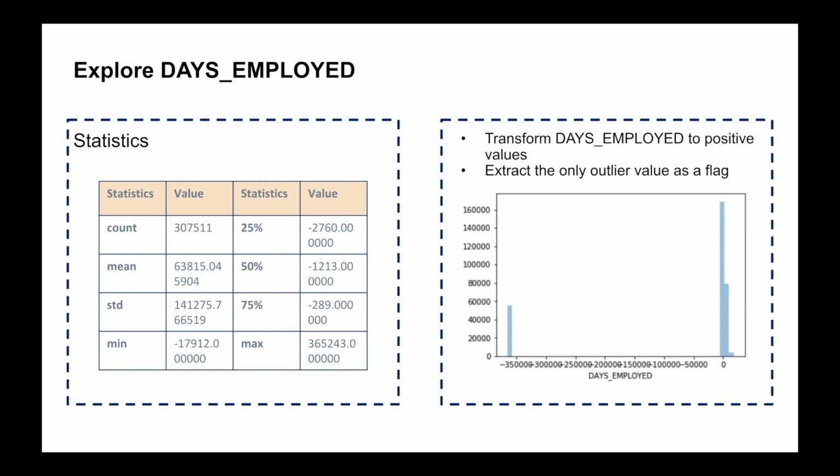This employment feature has a large negative correlation coefficient. From the statistics, it seems that there are abnormal values. Since employment is represented by negative numbers, we first transform it to positive values. Then we draw its distribution. We can see that there is only one abnormal value. It may be used to represent some information, so we extract whether it has the outlier value as another feature.